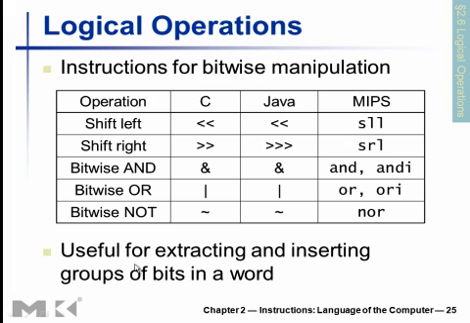This is useful for extracting and inserting groups of bits in a word. If you want to insert something into a word, you can use OR. You can extract it using the AND operation, so that will get something out.